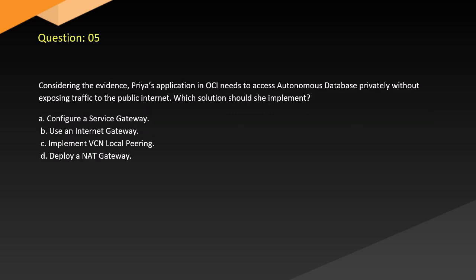Question 5. Considering the evidence, Priya's application in OCI needs to access Autonomous Database privately without exposing traffic to the public internet. Which solution should she implement? A. Configure service gateway. B. Use an internet gateway. C. Implement VCN local peering. D. Deploy NAT gateway.